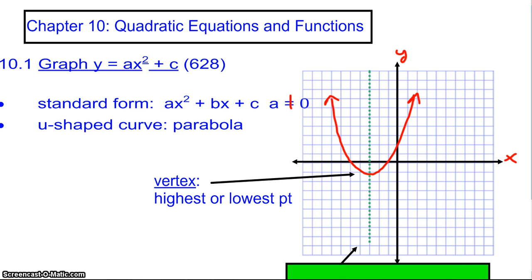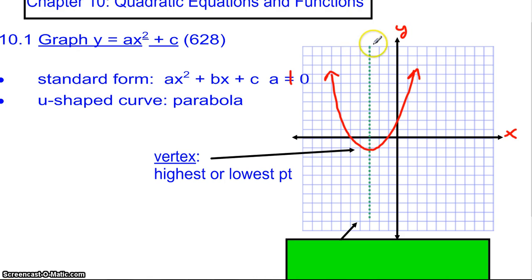parabola, a U-shaped curve. There's this imaginary line that we could draw right through the vertex. And then we could fold this parabola right on that line, and every point on the right would have a reflected point on the left. So we call this parabola symmetrical. Every point on the left has a corresponding point equidistant from this imaginary line on the right. And so we call this the axis of symmetry.